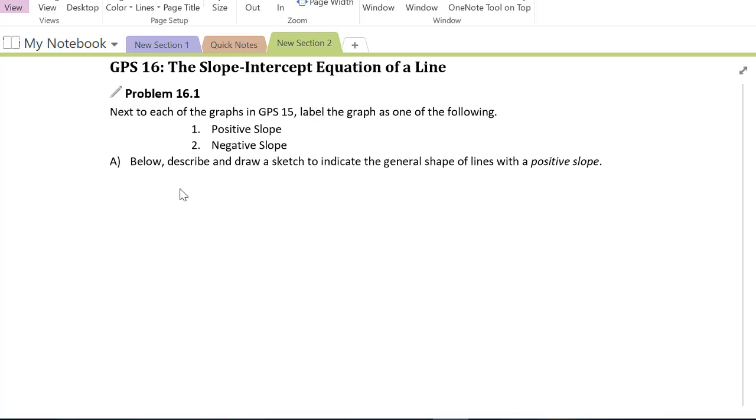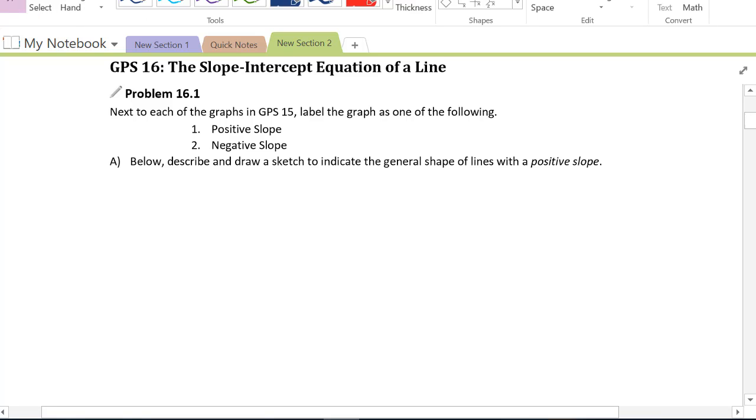Class. So today we're going to be looking at GPS 16, the slope-intercept equation of a line. In this section, we're going to be talking about some of the things I mentioned in the previous GPS, which is positive slope and negative slope. So here it says describe and draw a sketch to indicate the general shape of lines with a positive slope.